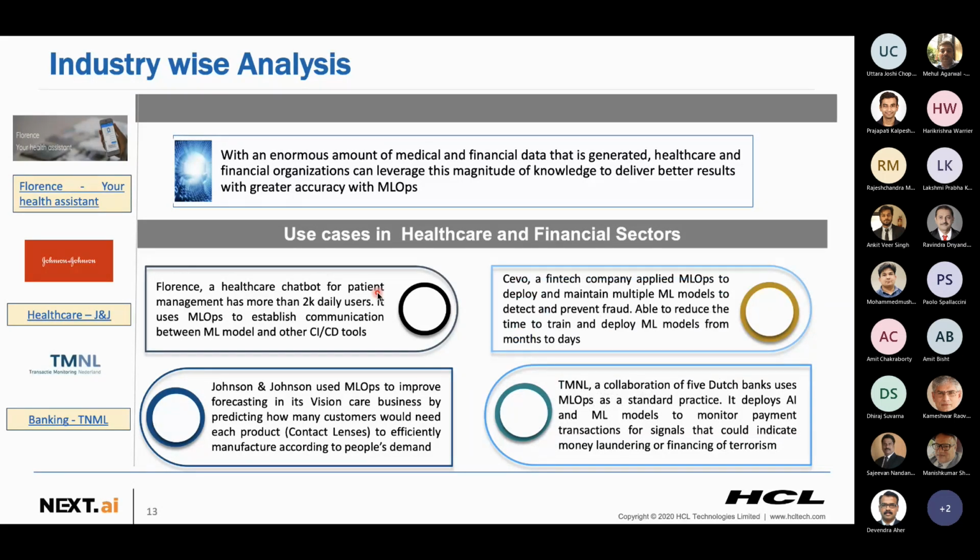And the last one is Sevo. It is a fintech company which applied MLOps to one of its banking customers to deploy and maintain multiple ML models to detect and prevent fraud. And they were able to reduce the time to train and deploy the ML models from months to days. So as we can see from the last use case, there is a large decrease in the time that a particular team would spend by using MLOps when compared to the traditional approaches which were being used before.